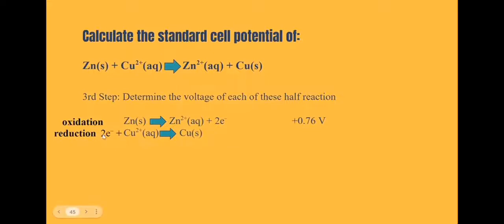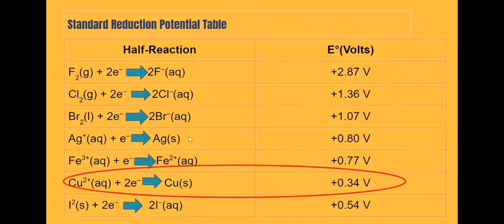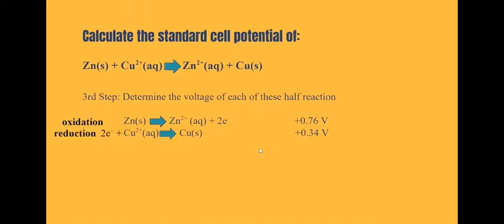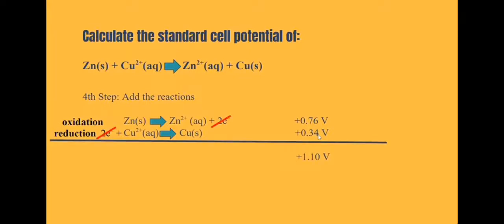Tapos, dahil reduction na ito, hanapin na lang po natin ito sa table. Ang copper ay may volts na 0.34 volts. Katapos po natin ma-determine ang voltage ng half reaction na ito, ang fourth step po is to add the reactions. I-add lang po natin sila. Notice that ang dalawang electrons ay makakancel dahil magkaiba po sila ng position. Ito po ay nasa right hand side, ito po ay nasa left hand side. Kaya po makakancel po ang dalawa.